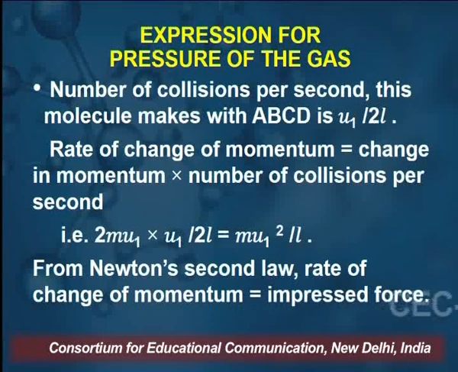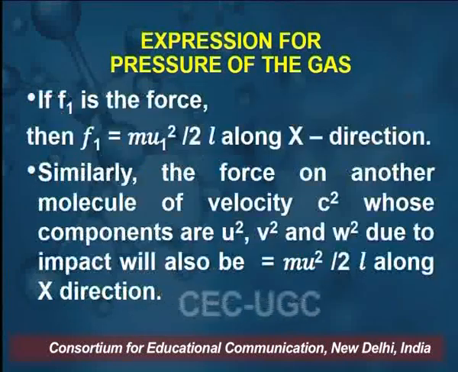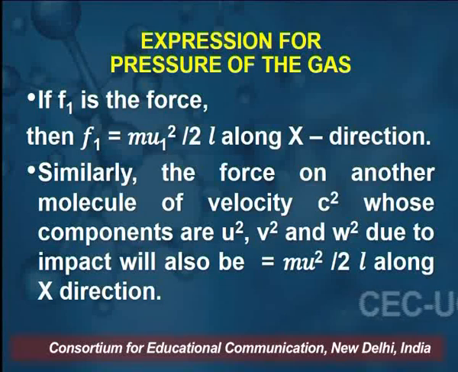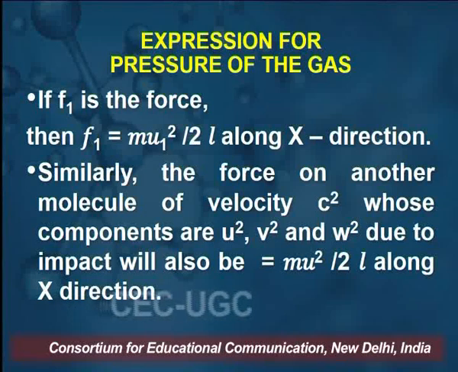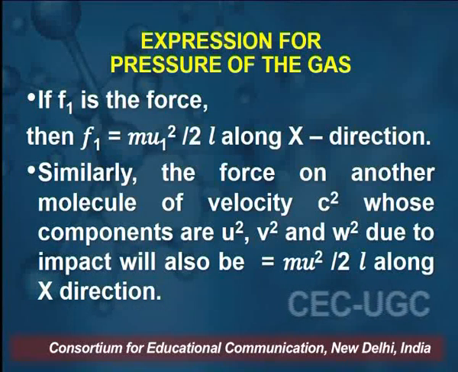The rate of change of momentum is equal to the change in momentum into the number of collisions per second, that is 2mu1 into u1 by 2L, which is equal to mu1 square by L. From Newton's second law, the rate of change of momentum is equal to the impressed force. Let us say this force is F1. Then F1 becomes mu1 square by L along the x-axis. Similar relations will also hold true along other directions.